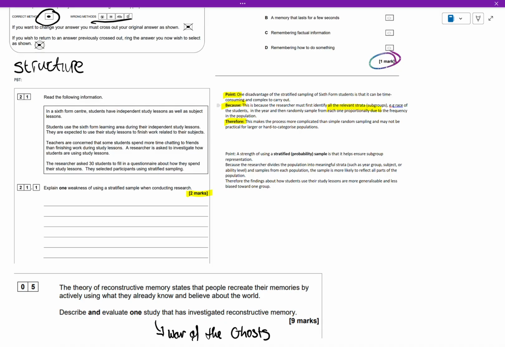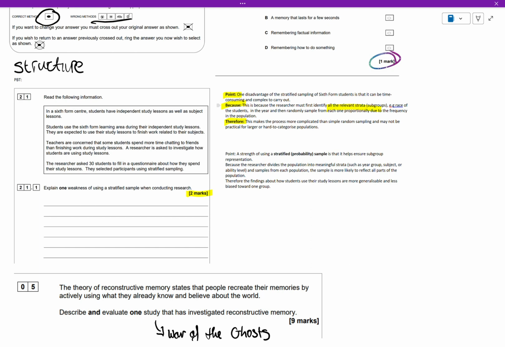So therefore, this makes the process more complicated than, for example, simple random sampling, and may not be practical for larger or hard to categorize populations. What this means is that instead of using a more simple method of taking a sample, this is quite complex and maybe time consuming. So you'd have to take each population, count up how many white people there are, how many black people there are, how many people of other races there are, calculate the percentages and apply that to your sample.